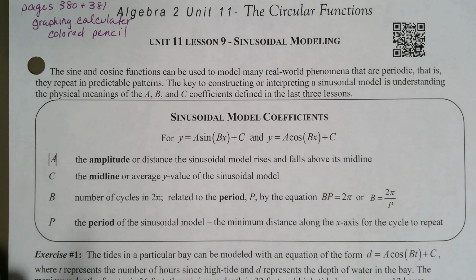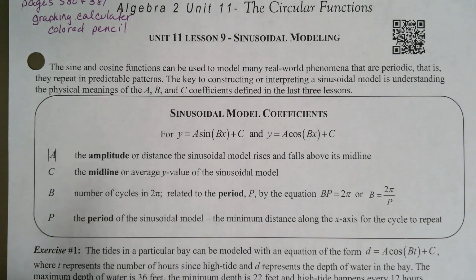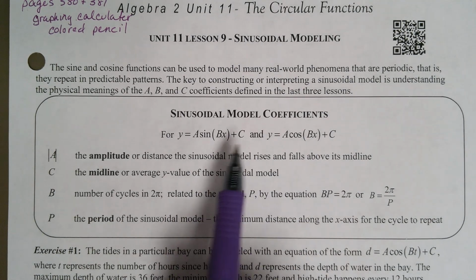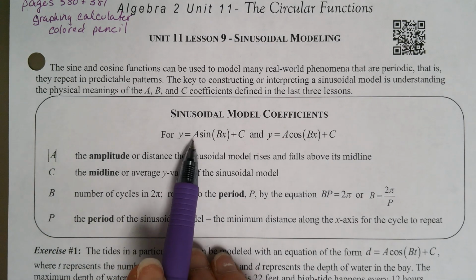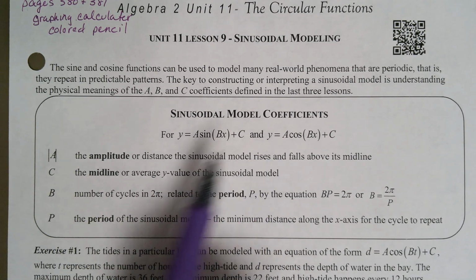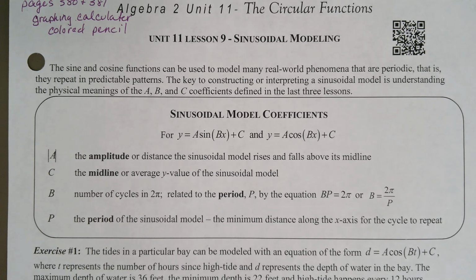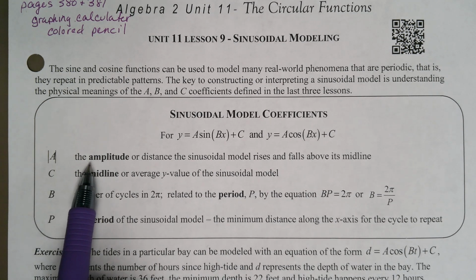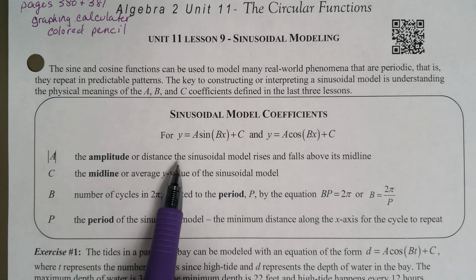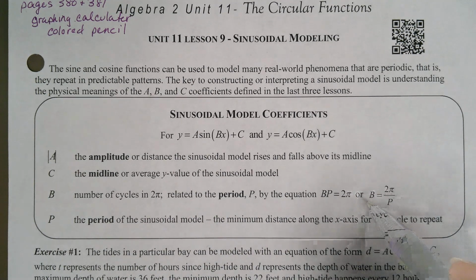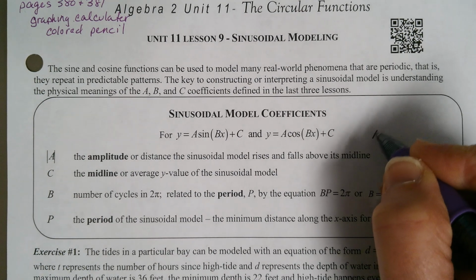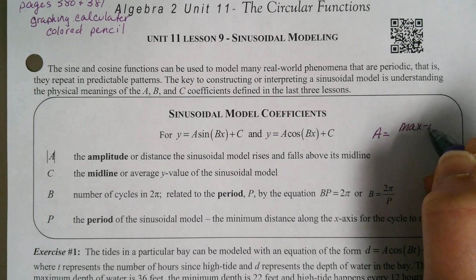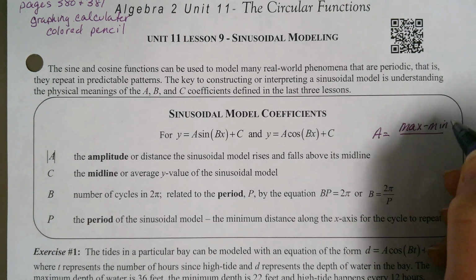So let's go over everything we know so far and all the formulas you need to know. For our modeling, remember our coefficients? Our y equals a sine bx plus c and y equals a cosine bx plus c. The absolute value of a is the amplitude, or the distance the sinusoidal model rises and falls above its midline. And we want to know that a is equal to the max minus the min divided by 2.